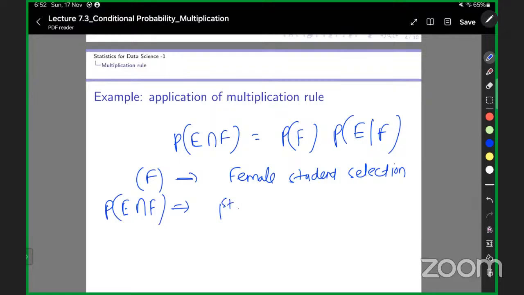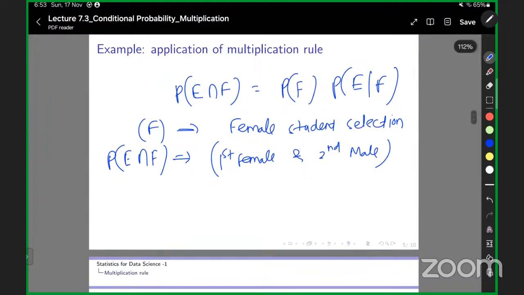So first female and second male, and this way this intersection is there. We need to figure out one more thing: the female student is already selected, right? Now what is the probability of selecting a male student? So this is what that condition is.